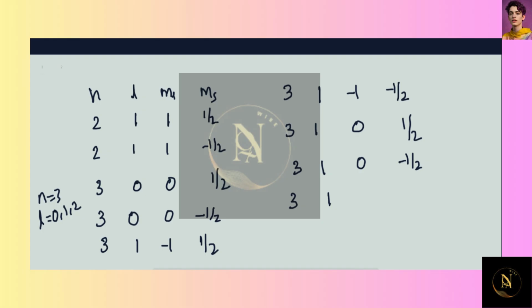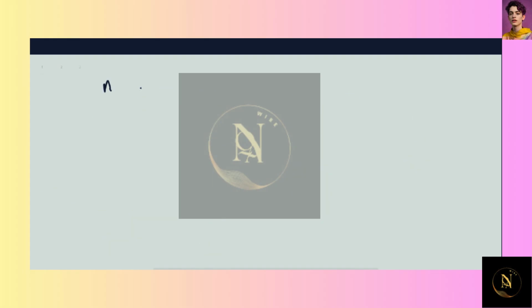Now let's move on to the next one. We have n, l, ml, ms. We have n equal to 3, and we are done with l equal to 0 and 1. Now let's move on to 2. When l is 2, ml can take values from minus 2 to 2. So let's say that this is minus 2.